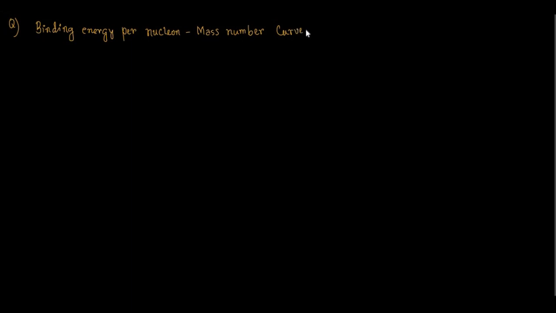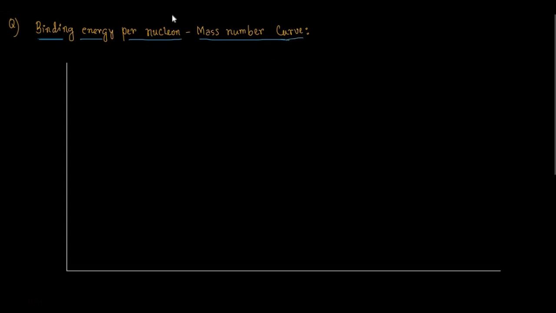We have to draw the binding energy per nucleon versus mass number graph. We have to draw the binding energy per nucleon versus mass number curve of an element. So we are going to draw the binding energy curve.